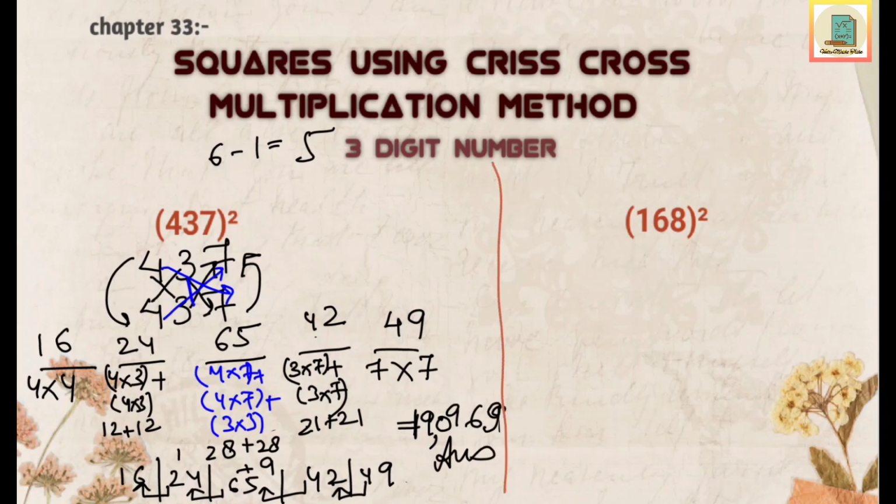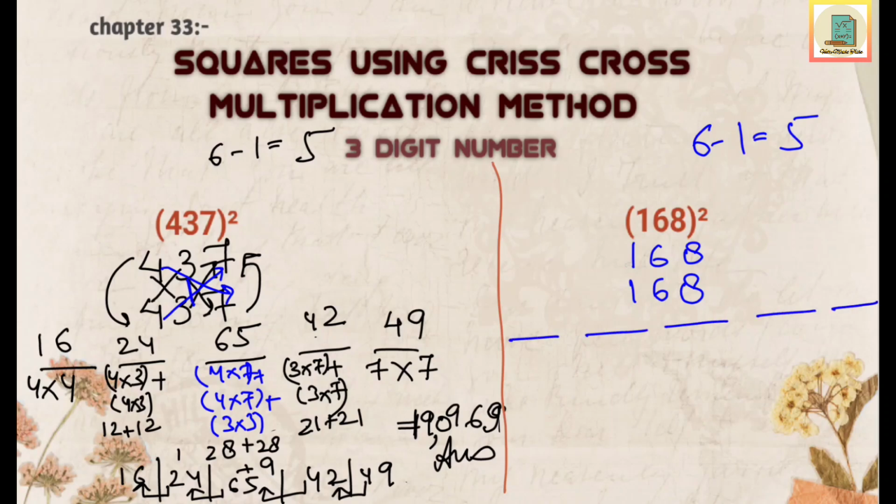So here we have to find the square of 168. Let's arrange the digits, so 168 and 168 like this. Now the total number of digits here are 6, so 6 minus 1 gives you 5. Now make 5 partitions: 1, 2, 3, 4, 5.